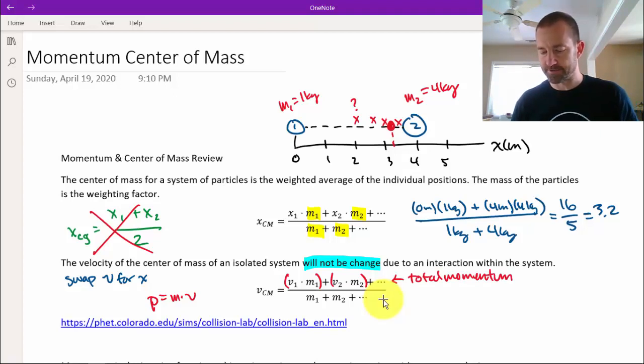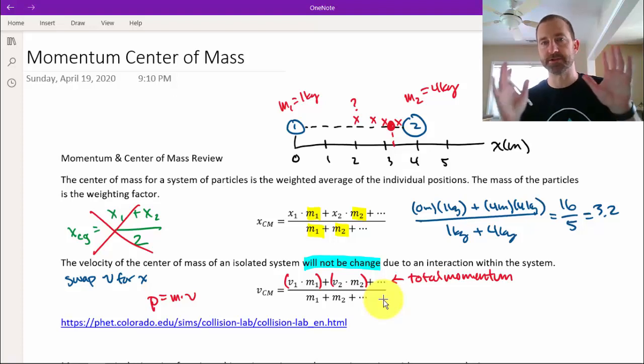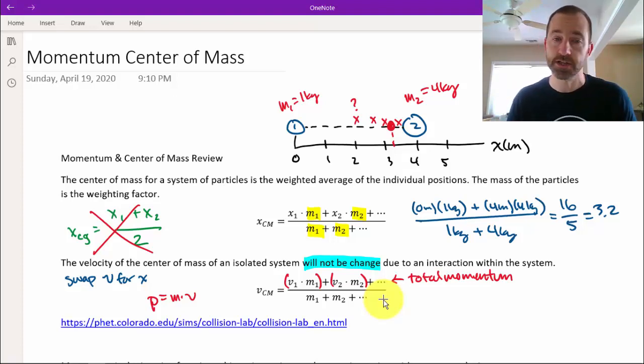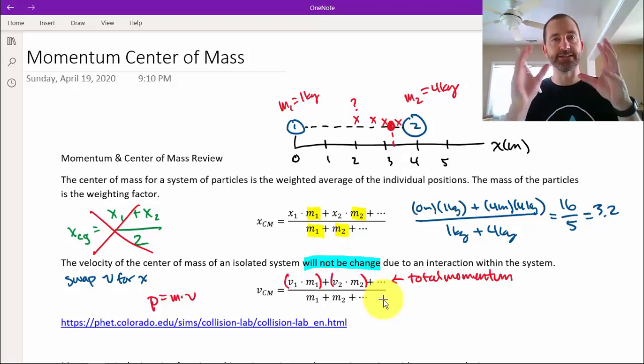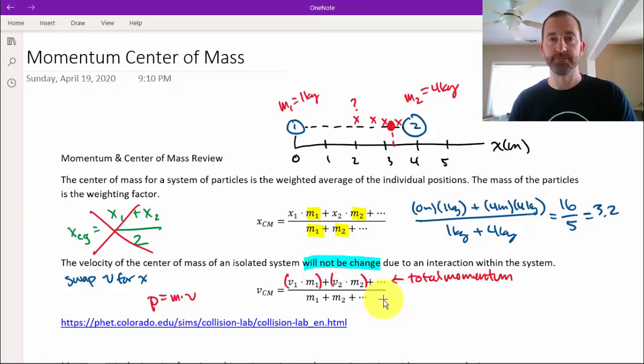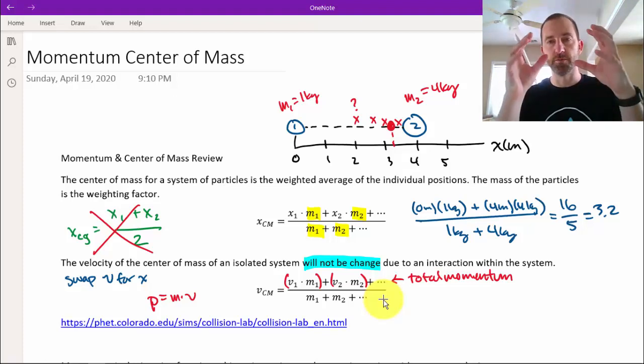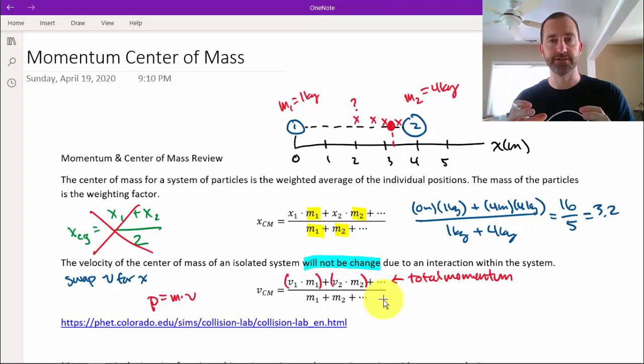And does total momentum change when two things collide? No, it doesn't. Total momentum is constant. That's how conservation of momentum works. So this equation is saying that the center of mass velocity, that yellow X on my diagram, undergoing a collision where it's an isolated system, just those two things interacting, will be constant. It'll be constant because it's total momentum divided by total mass. And the total momentum does not change.